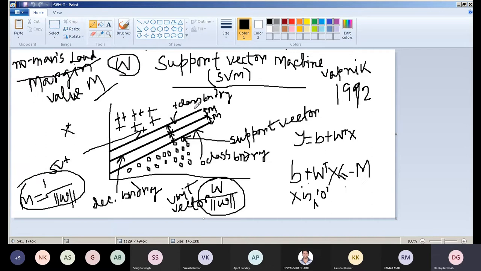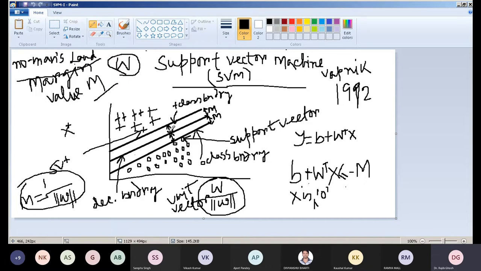So now we'll derive the margin size: how much it is possible to make it large. As much as possible to make it large, we'll make it. Now I'm telling you the concept, then we'll derive it.